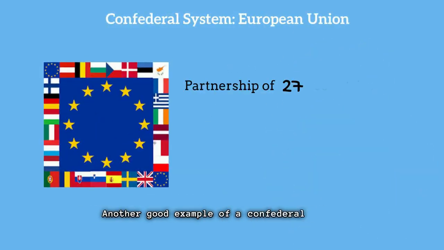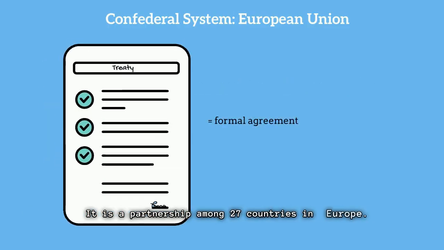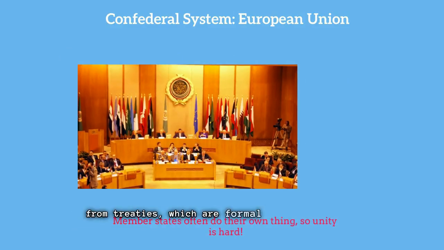Another good example of a confederal system of government is the European Union. It is a partnership among 27 countries in Europe. Everything that happens among those countries comes from treaties, which are formal agreements, agreed to by the members, and the member countries have most of the power. Confederal systems sometimes struggle to maintain unity because each of the member states often will do their own thing and be unable to reach agreement on certain important issues.